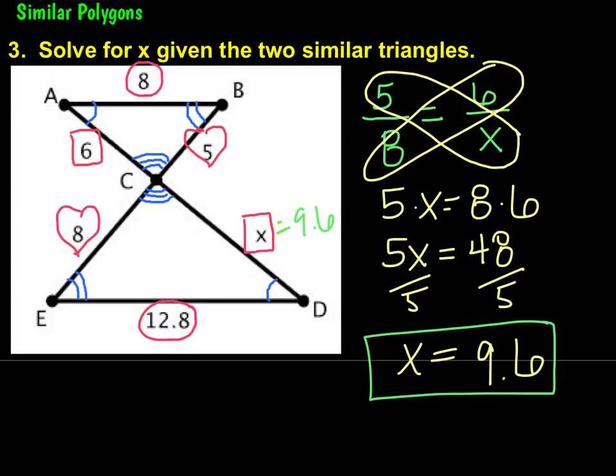Not too bad, right? Find the sides that would go together, mark them with different shapes, then set up a proportion, cross multiply, and solve your equation.